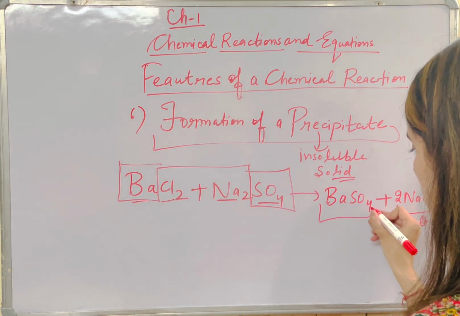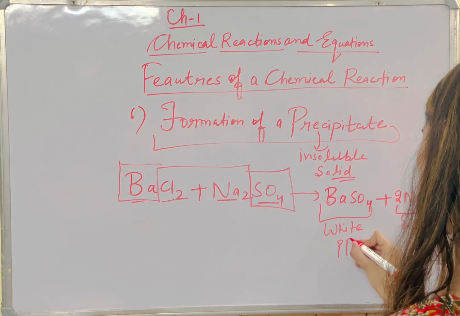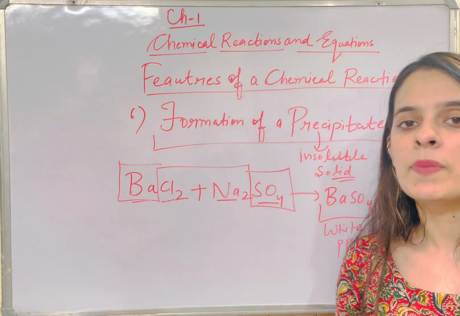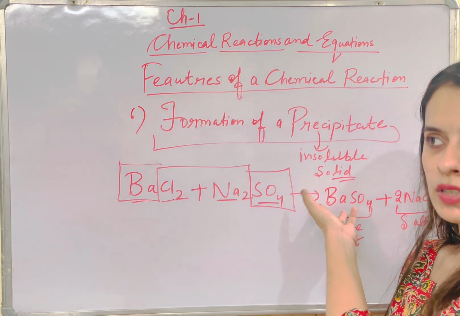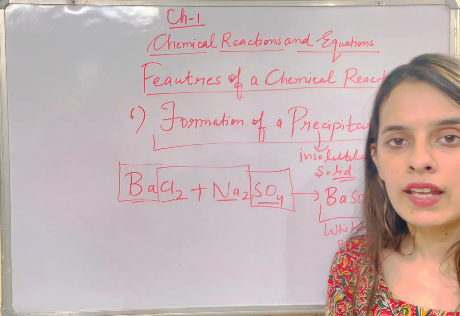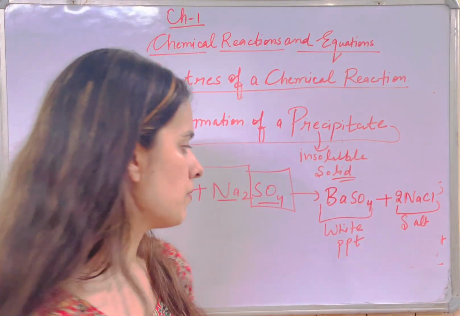And this compound results in the formation of white precipitate. These reactions are also called precipitation reactions, because here you can see a precipitate is formed. When a precipitate is formed on the product side, then you can say it's a precipitation reaction. One more example you can give.